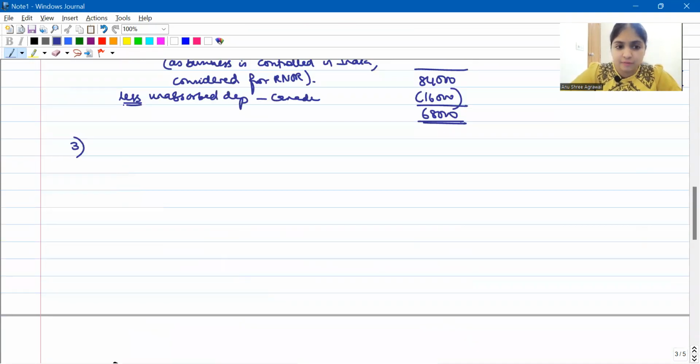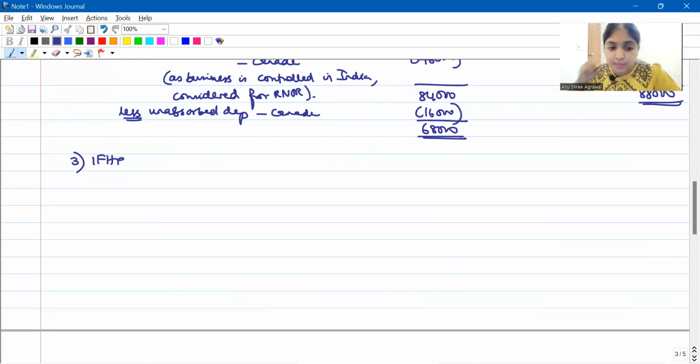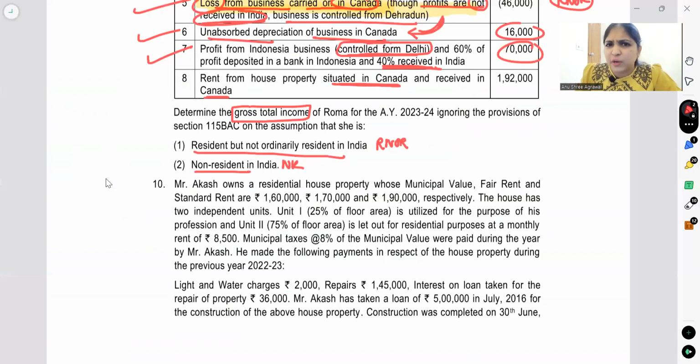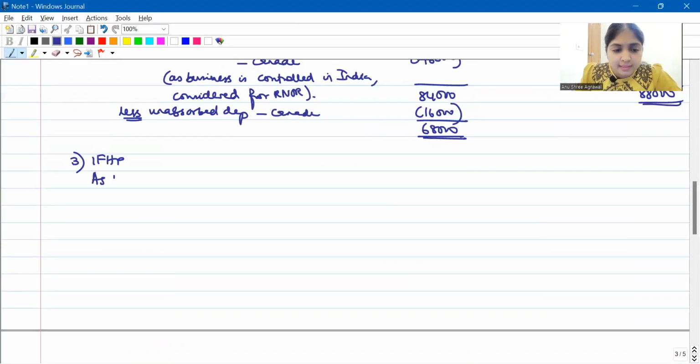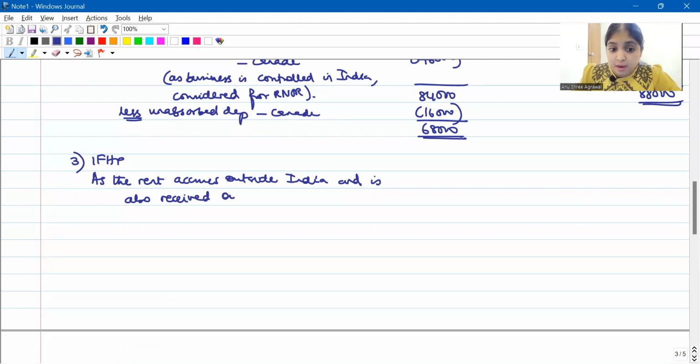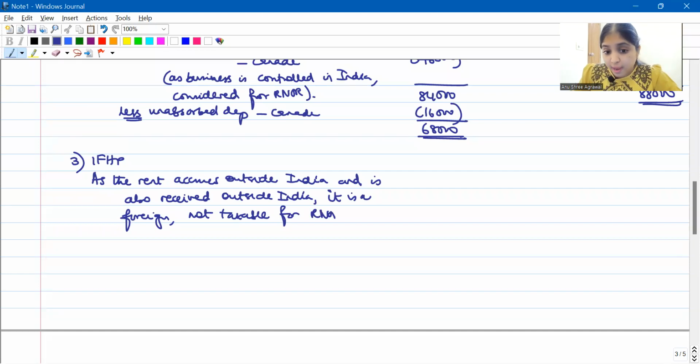So open the third head, IFHP. Under IFHP, write down. Here itself, we can write down, no need of a separate working note. Write down: the rent accrues outside India and is also received outside India. Come on. It is a foreign income, not taxable for RNOR and NR. So even over here 0, even over here 0.